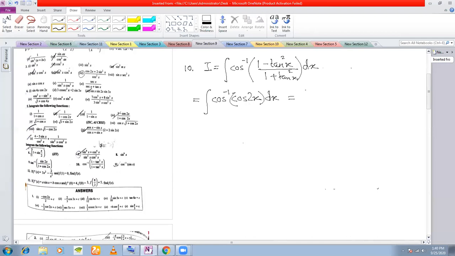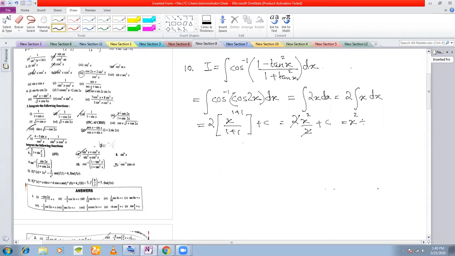So this simply becomes integral 2x dx, which is twice integral x dx, which is twice x to the power of 1 plus 1 by 1 plus 1 plus c, which is 2 x square by 2 plus c. So these two cancel. So you get x square plus c. So this looks long, but it was not. And similarly, you can do number 9 also.